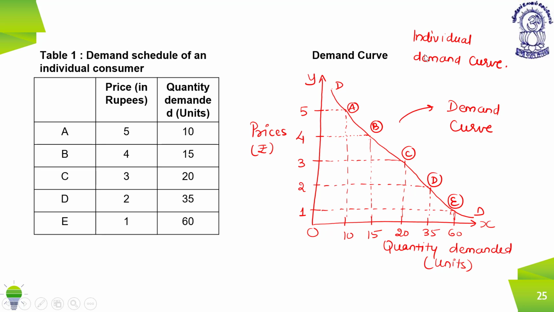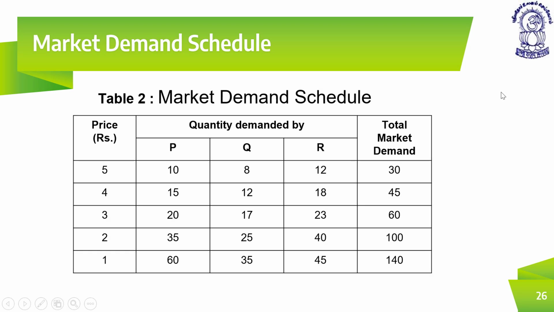Let's move to our next topic, and that is market demand schedule. Quantity demanded by 3 different consumers in the market. We had assumed that there are 3 different consumers in the market, and we are calculating the total market demand, and we have put it in a table that is known as market demand schedule.